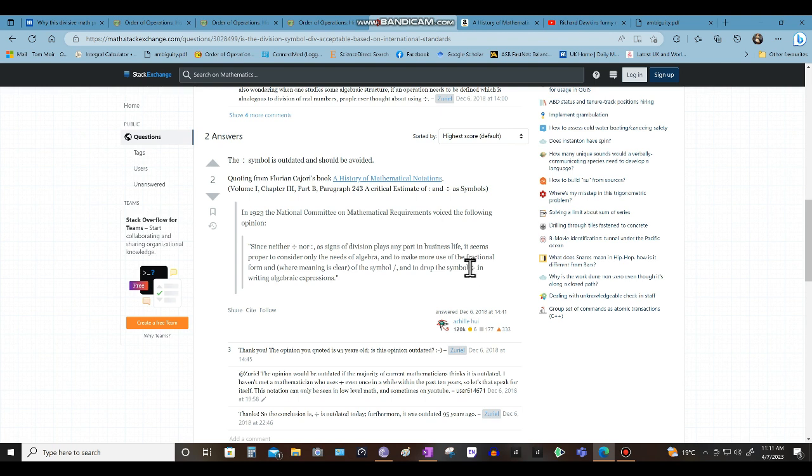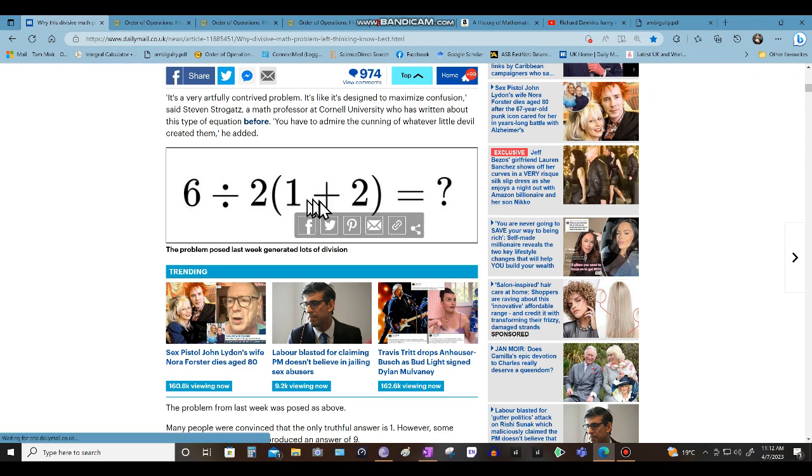I mean, I don't think you'll see any published papers using this old-fashioned divide symbol. So that's my first comment, is we shouldn't even be using that. Even if you were programming in C or any other language, you wouldn't be using that, would not be part of the syntax of the language. So let's go back to this problem.